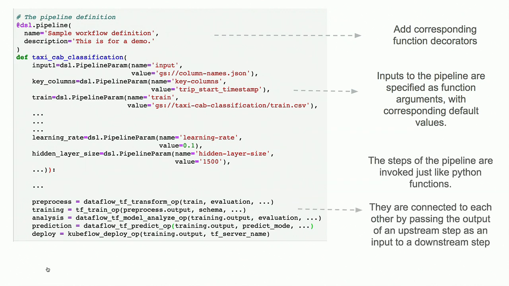And the third part, the body of the function, is a specification of the pipeline steps. Let's take a look at line number 2, which is a TF training operation, which takes the input from the pre-processing stage and also produces its own output that you can then provide as an input to the next stage, which is Dataflow and TF model analysis.